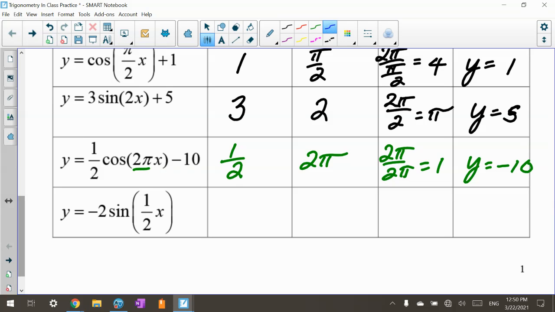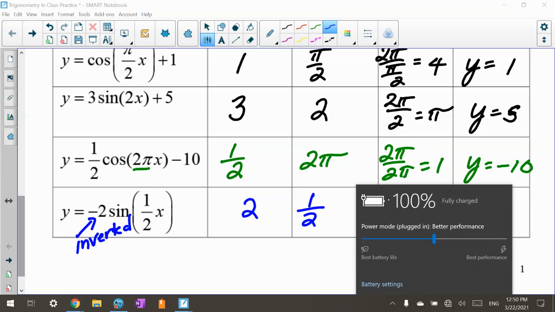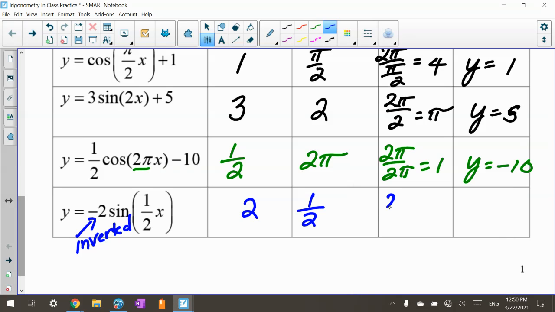And my last one has been inverted or reflected over the x-axis. My amplitude is 2, so it's vertically stretched. The frequency is a half, so it's horizontally stretched. 2 pi over a half is 4 pi, so it takes me twice as long to see one curve. And y equals 0 is my midline. So this is just a little practice on what everything in your equation stands for. I hope this helps.